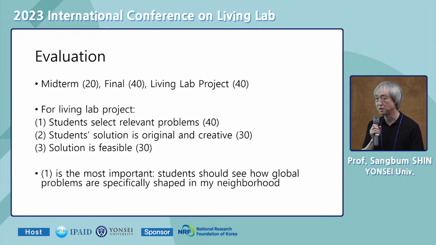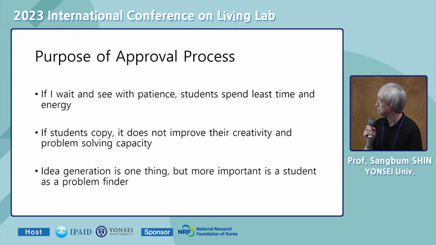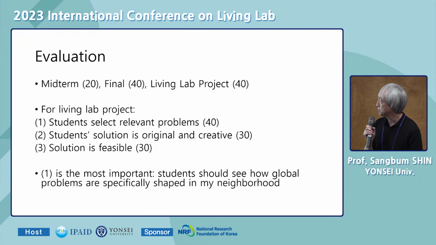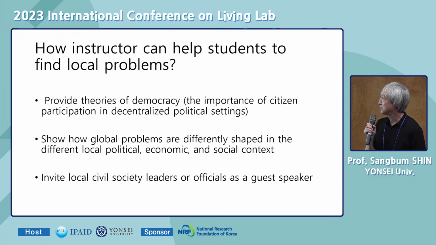But this breakdown is just like a showcase, because once they get approval from me, for the Living Lab project, which is 40%, once they are approved, they will get 39 or at least 38, 39. So it has no meaning. So how can the instructor help students to find local problems?